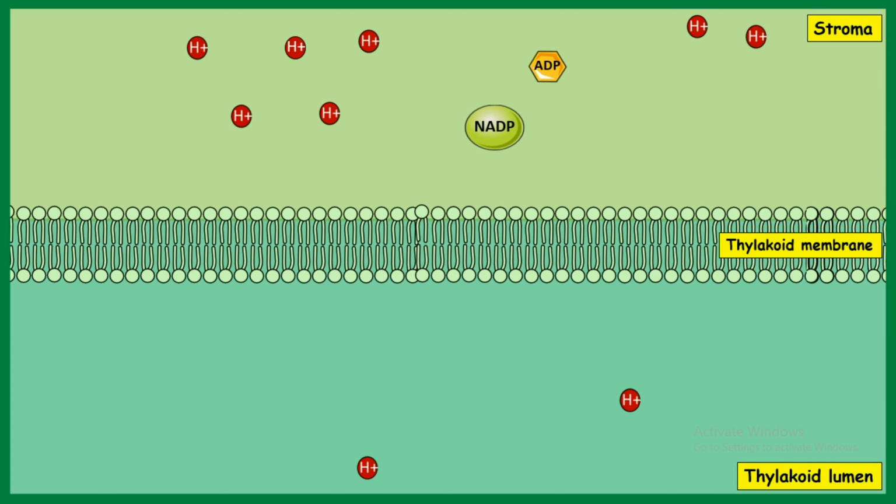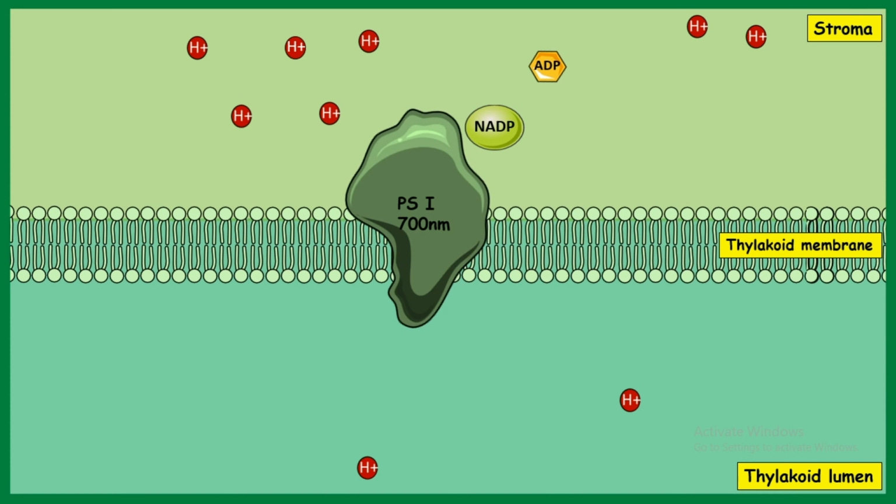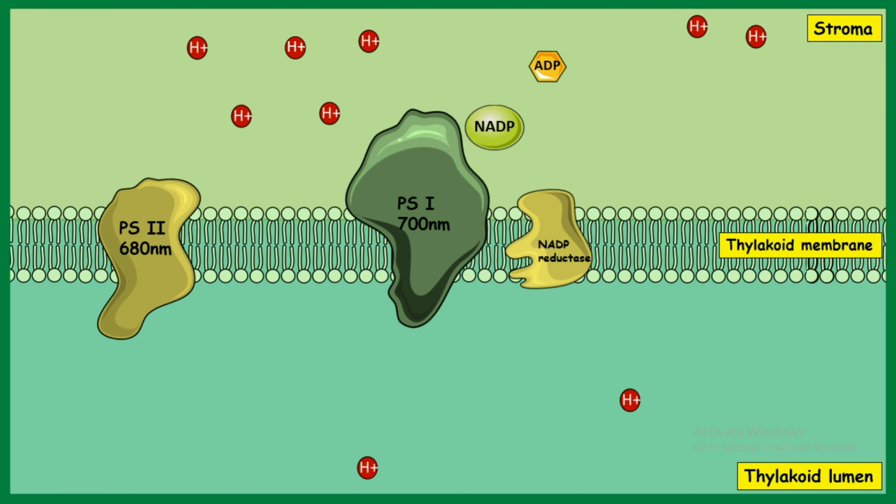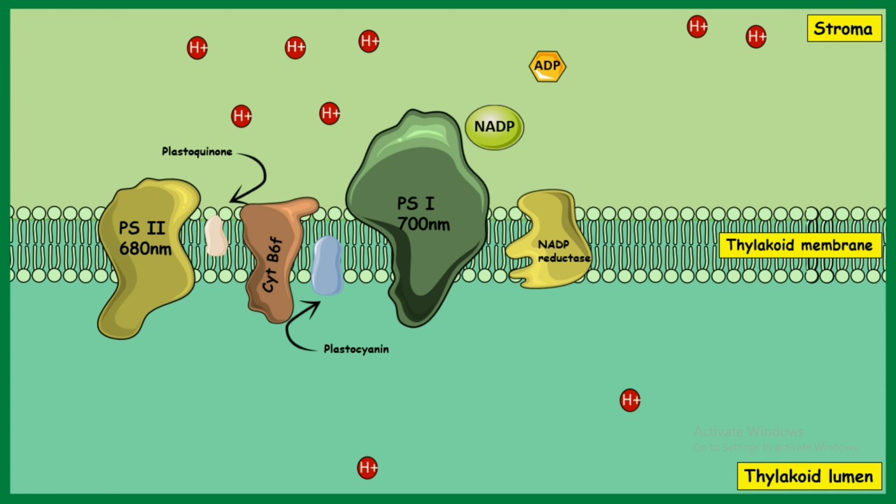Now let's bring in the molecules playing direct role in the non-cyclic photophosphorylation. Now first comes our PS1. Along with that comes one enzyme, that is NADP reductase. Next comes PS2. Then comes a molecule known as plastoquinone. Then comes another molecule known as cytochrome B6F, and finally comes a molecule known as plastocyanine. This plastoquinone, cytochrome B6F and plastocyanine together make the electron transfer system.